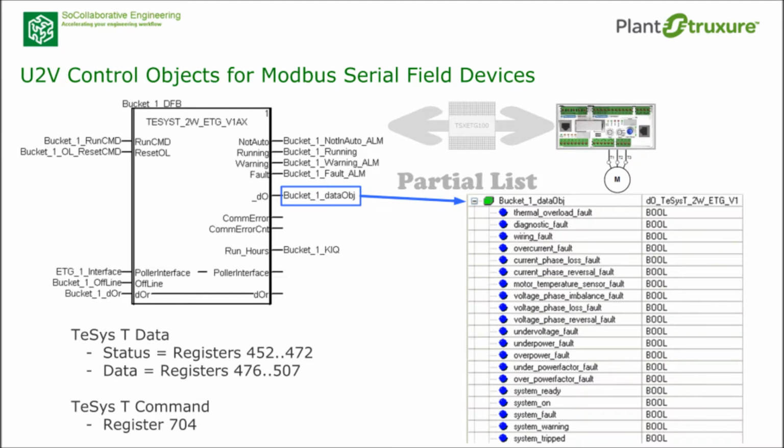Here is the data object containing the parsed and conditioned data from the TSST. This is just a partial list. The status and data registers read are shown here. Pause here to review this.